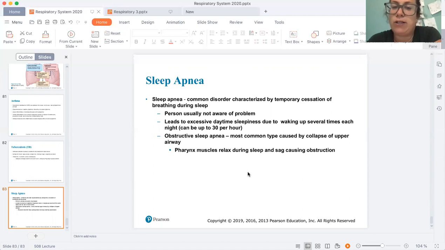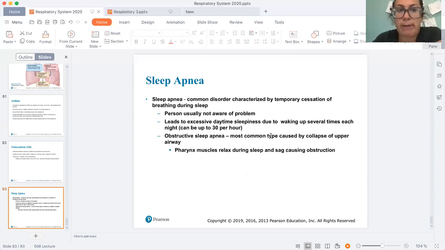People are not usually aware of this, but one of the number one things that I see in practice is people who have high blood pressure and they can't explain why. There's lots of depression because they're not getting a ton of oxygen, so their brains aren't fully functioning. Lots of daytime sleepiness occurs because they don't even realize it, but they're waking up several times a night if they don't have any oxygen, and it could be up to 30 per hour. And then obstructive is the most common type that we see, and that is where the upper airway is basically causing obstruction. A lot of times the pharynx muscles relax during sleep, and a sag in those muscles can cause obstruction there as well.